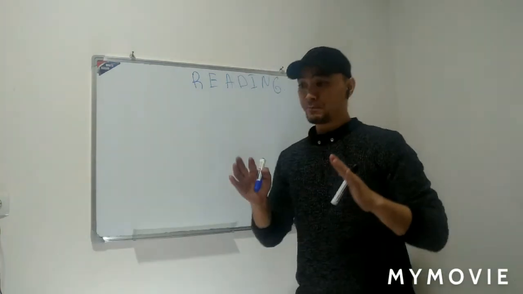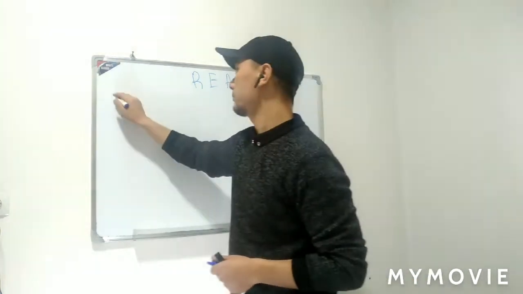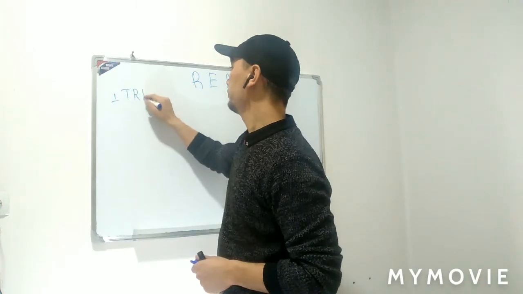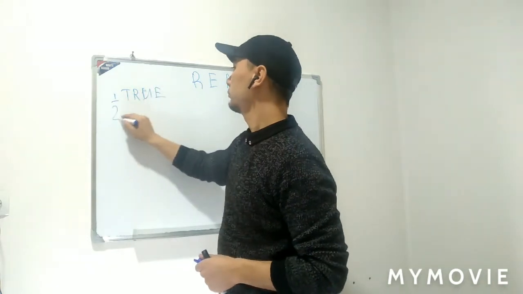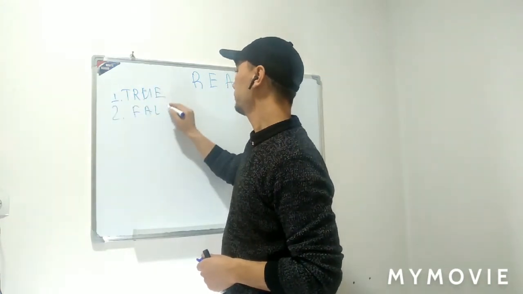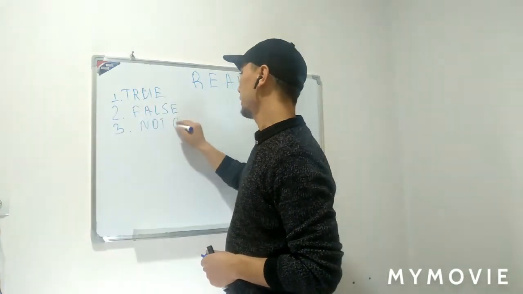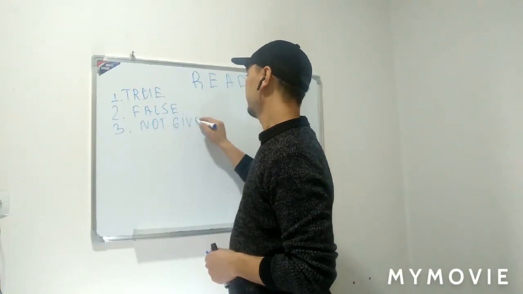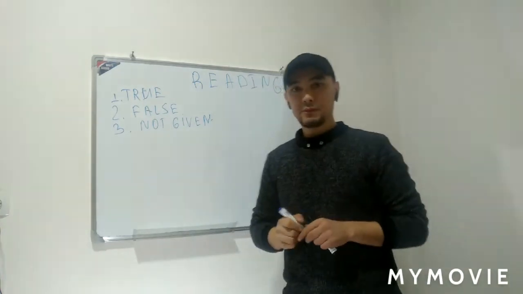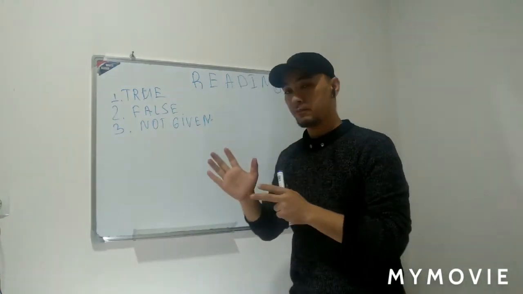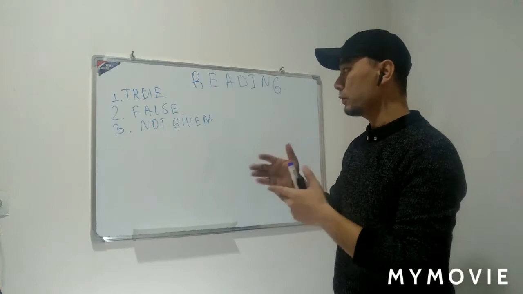And my friends, the section that you will have during this lesson is this section: true, false, and the third one is not given. These three things are very simple, very understandable: true, false, not given.